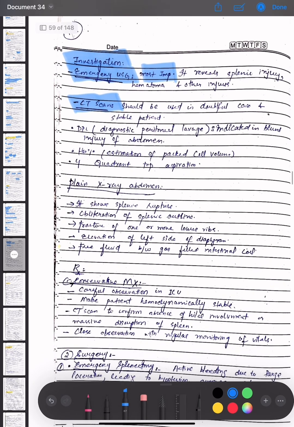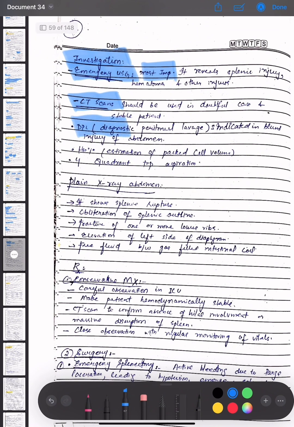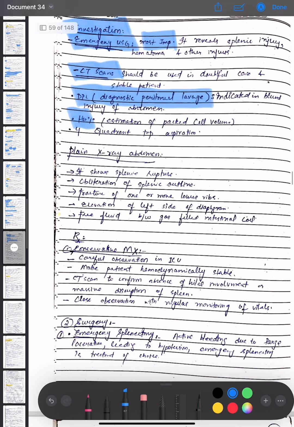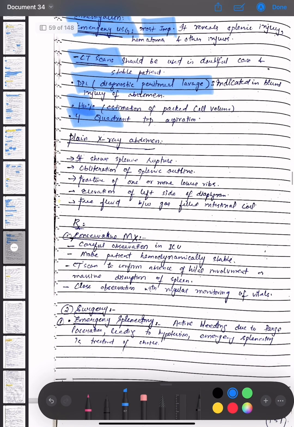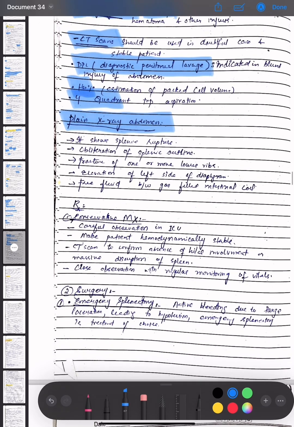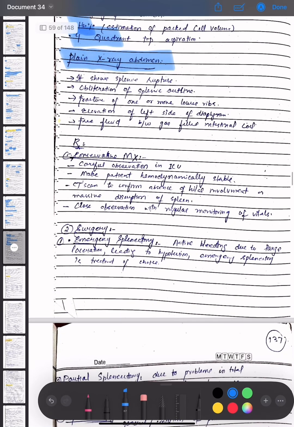DPL, that is diagnostic peritoneal lavage, is done. It is indicated in the blunt injury of abdomen. HB% estimation of packed cell volume and 4-quadrant tap aspiration is done. Plain X-ray abdomen is done. It shows splenic rupture, obliteration of the splenic outline, fracture of one or more lower ribs, elevation of left side of the diaphragm, and free fluid between the gas filled and intestinal coil.